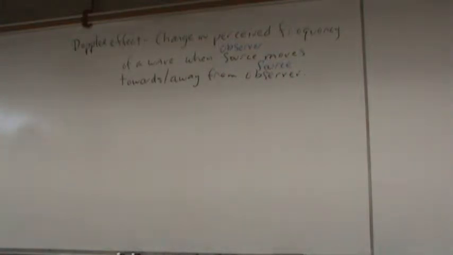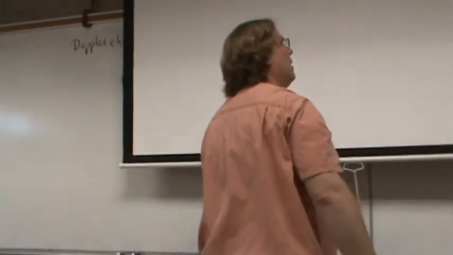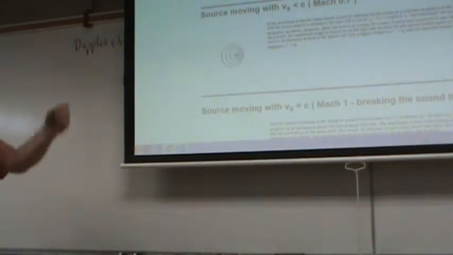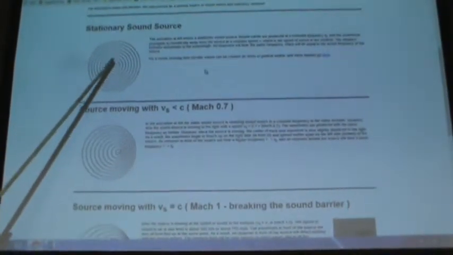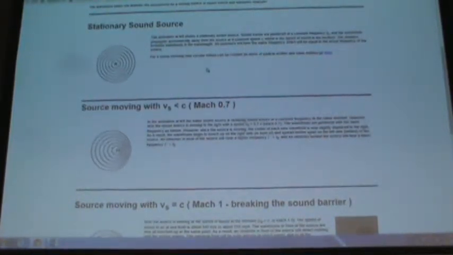Let's see why that happens. So I want you to see here the source is stationary, and he's putting out a wave, a disturbance in all directions, maybe like a pebble dropping into a pond. And so you see, you get these concentric circles that come out, like the waves where the pebble dropped in a pond. And there's no Doppler effect.